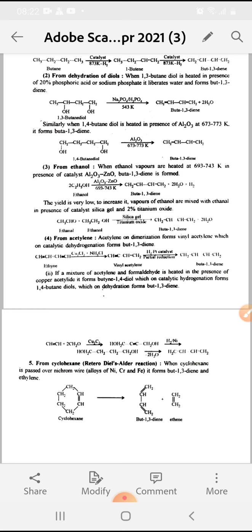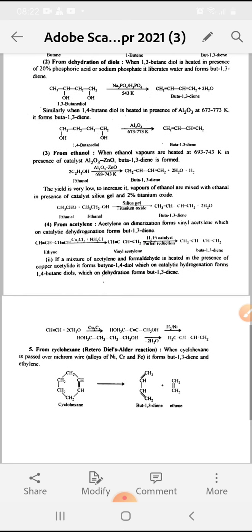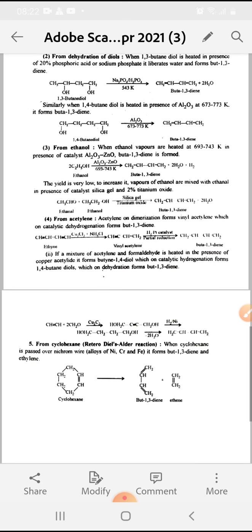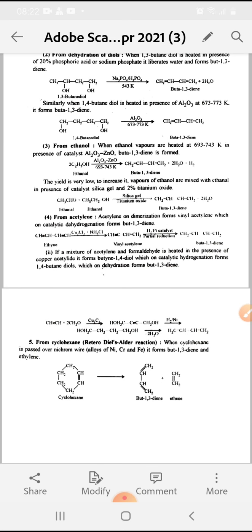Similarly, when 1,4-butane diol is heated in the presence of Al2O3 at 673 to 773 Kelvin, we get the formation of buta-1,3-diene. The third preparation is from ethanol. When ethanol vapors are heated at 693 to 743 Kelvin in the presence of catalyst Al2O3-ZnO, buta-1,3-diene is obtained.